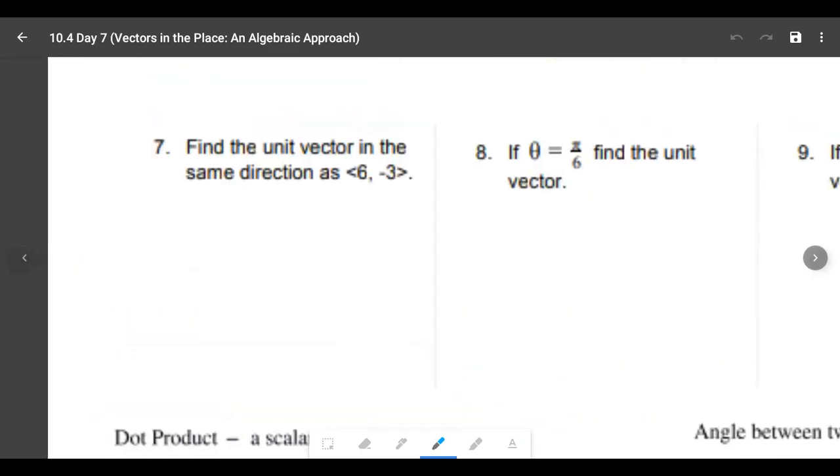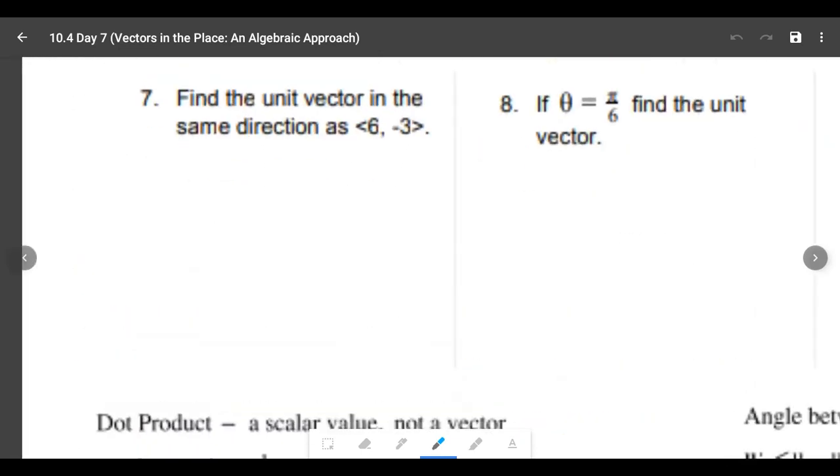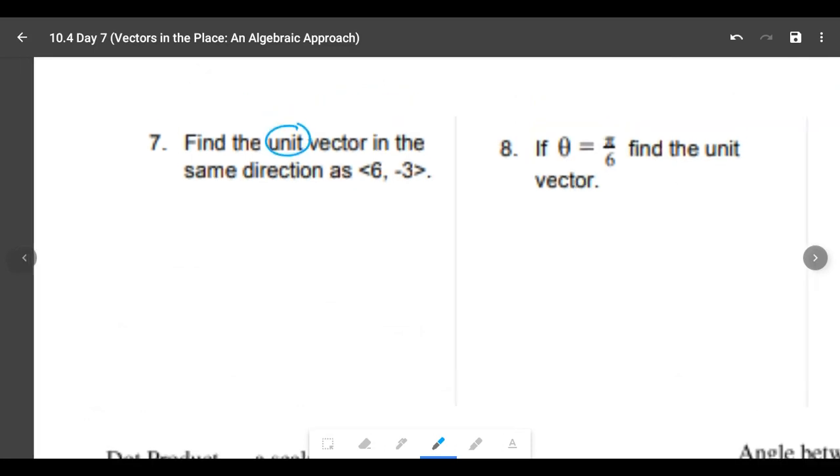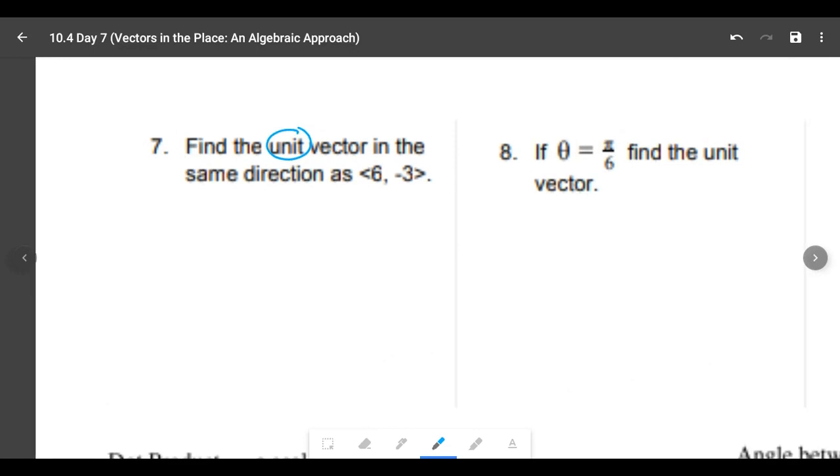Last few problems that we have today. Number 7 tells us to find the unit vector in the same direction as 6, negative 3. What I want you guys to take note of, when it tells us unit vector, that's going to tell us that the length is 1. And so what we're going to do is we're going to find the length of the vector 6, negative 3 first, so the magnitude of that.